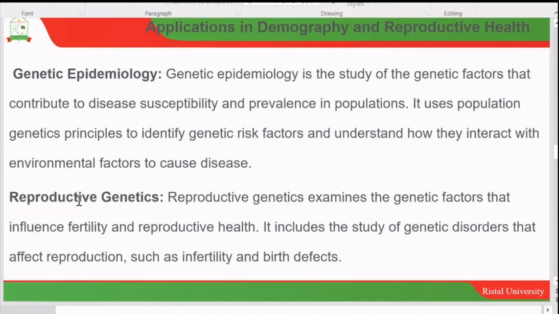Therefore, if you wanted to understand probably why certain reproductive health conditions occur, even race or the genetic composition should be able to give you an idea of probably why some are more prevalent within a certain race than the other races. So this is how this particular population genetics can be applied in reproductive health.